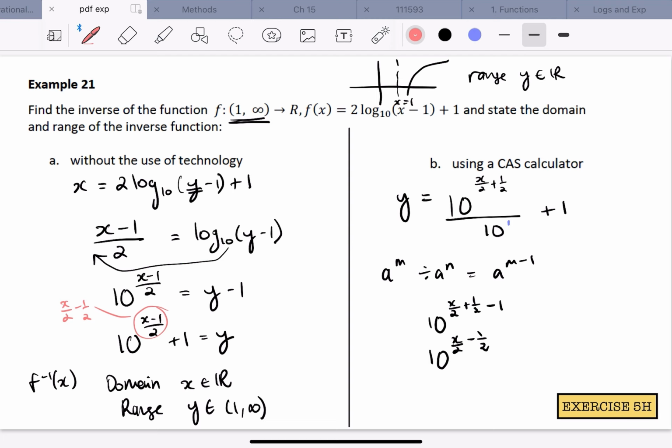But that's why, again, I would always suggest to just do this by hand, because sometimes the calculator gives you a weird answer. But overall, that's the end of exercise 5H.